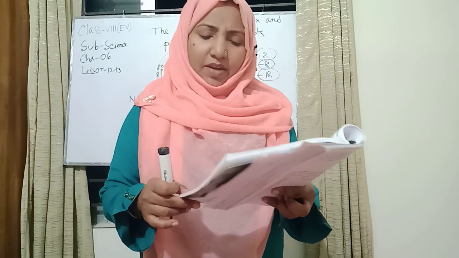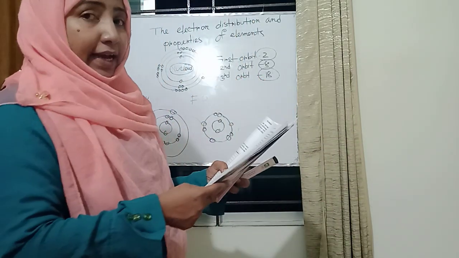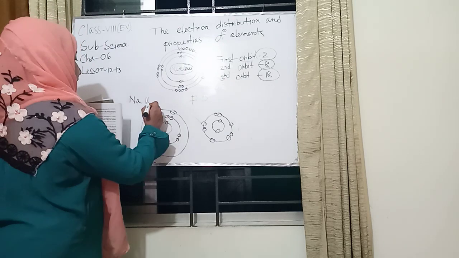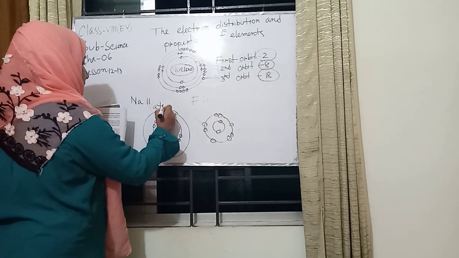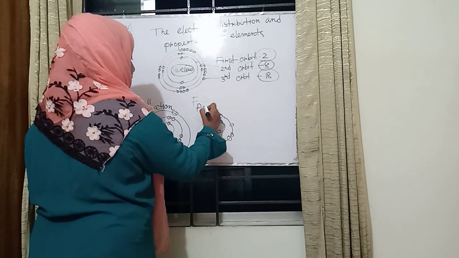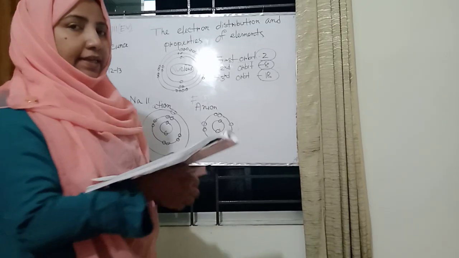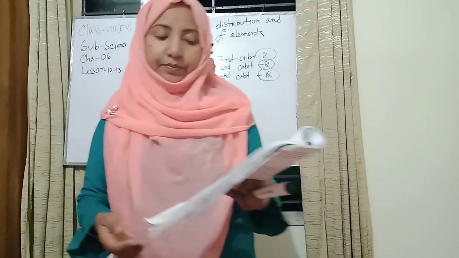By losing 1 electron, the sodium atom becomes positively charged. This charged atom is called an ion. Then sodium is the cation, and the fluorine is the anion. A cation has a positive charge and an anion has a negative charge.